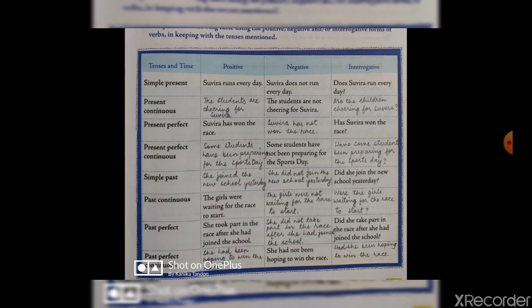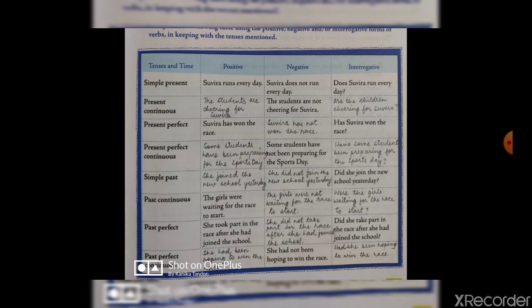Next thing that we have to keep in our mind is in these sentences we have to take a reference from the positive sentence or negative sentence. If there is a dash in positive sentence, we have to take the reference of negative sentence, or if there is a dash in positive sentence or negative sentence, we have to take the reference from interrogative sentences. Alright, the sentences should be same. One has been done for you.